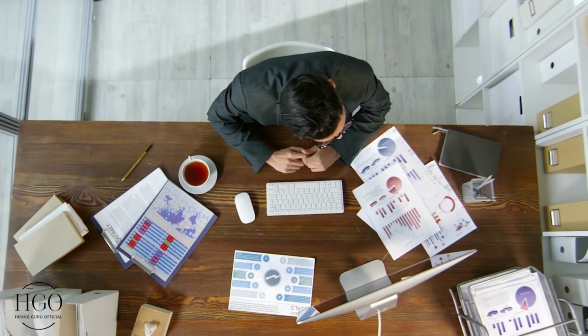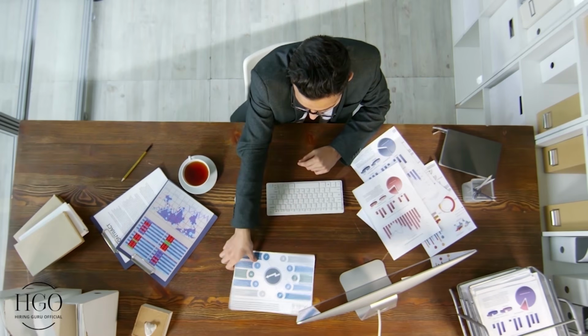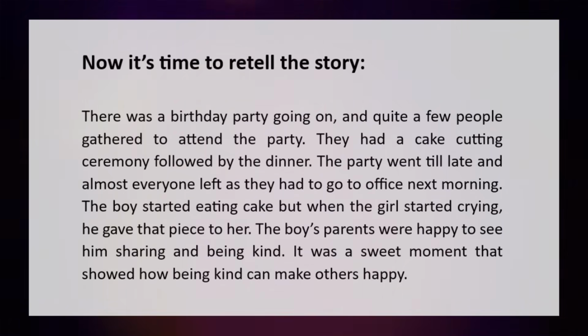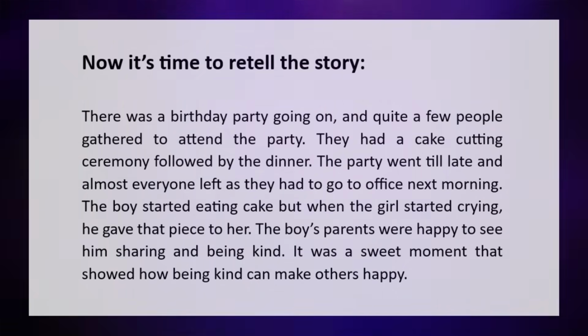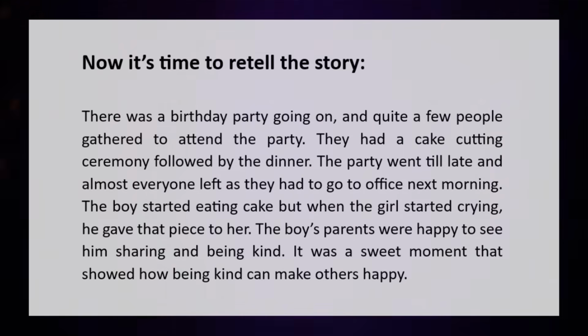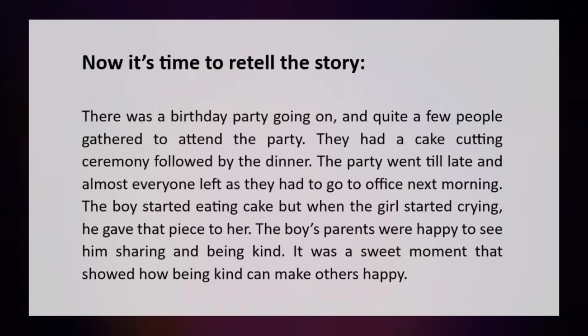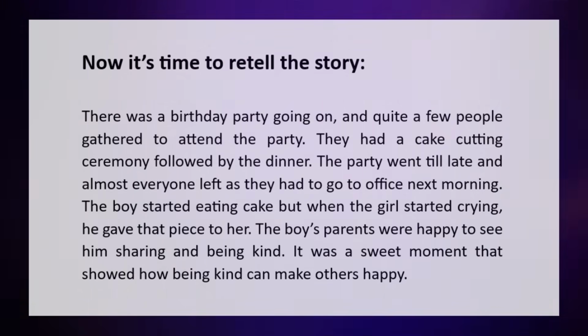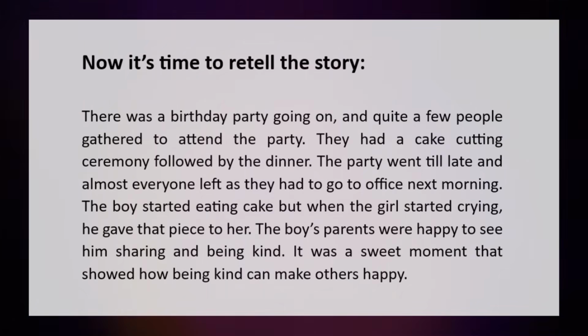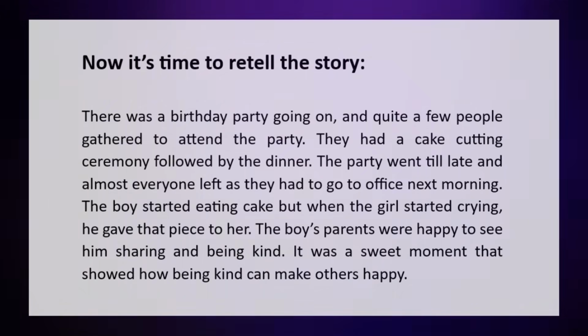Now it's time to retell the story in our own words. There was a big party going on and quite a few people gathered to attend the party. They had a cake cutting ceremony followed by dinner. The party went till late and almost everyone left as they had to go to the office next morning. The boy started eating the cake, but when the girl started crying, he gave that piece of cake to her. The boy's parents were very happy to see him sharing and being kind. It was a sweet moment that showed how being kind can make others happy.